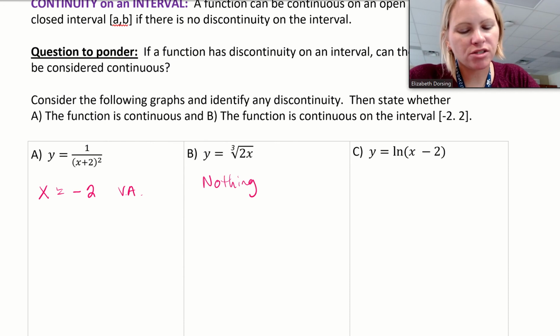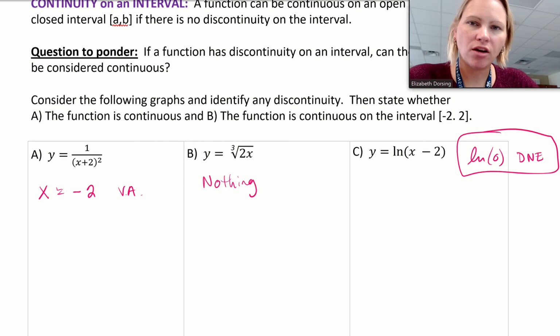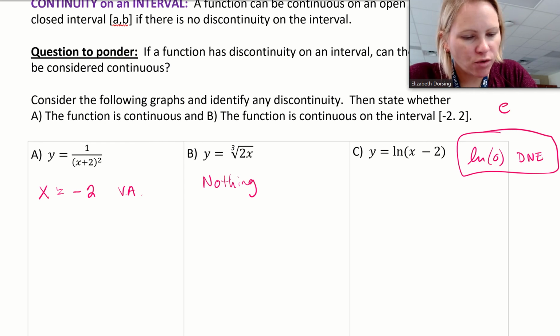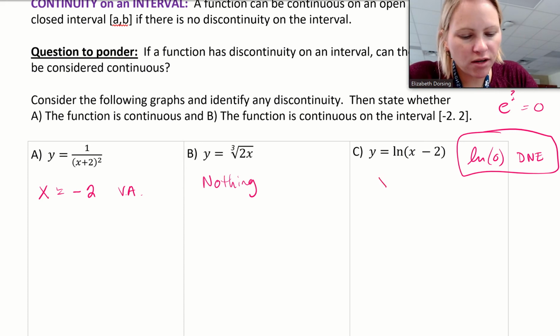And then over here, question C, we've got the natural log. Now remember, you can't take the natural log of 0. That does not exist. So be careful about that. You try to do it in your calculator. Remember, what you're doing is you're saying e to some power is equal to 0. You can't have an exponential function equal 0. It's never going to be 0. So what would make this 0? X equals 2.